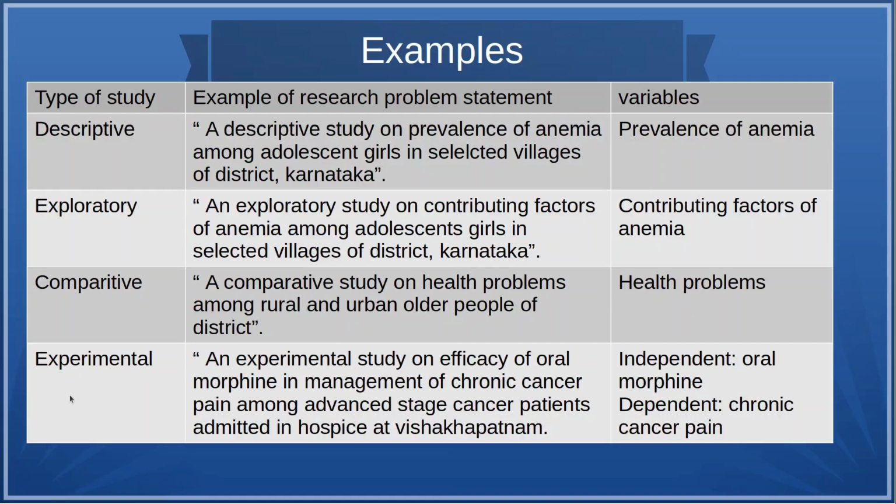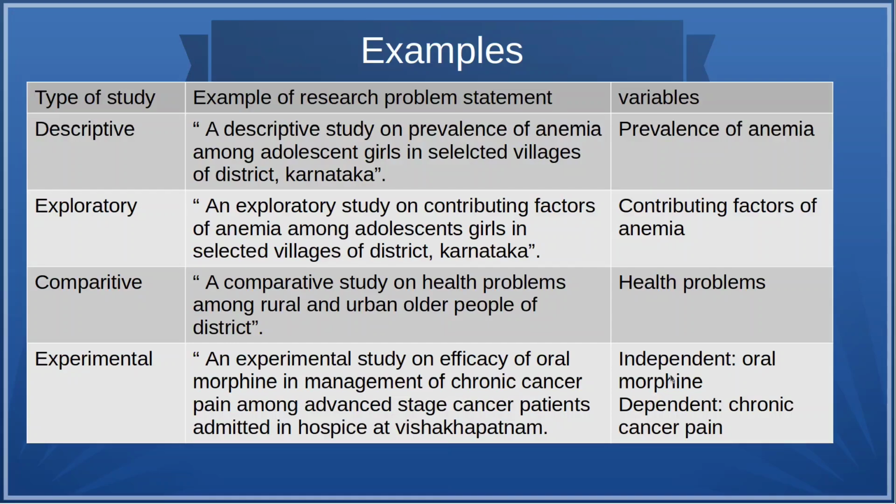Next one is experimental study. An experimental study on efficacy of oral morphine, giving oral morphine in management of chronic cancer pain among advanced stage cancer patients admitted in hospice at Visakhapatnam. Like this, experimental study problem statement looks like. So what you are checking here? How efficiently the oral morphine is working for the management of chronic cancer patients' pain.